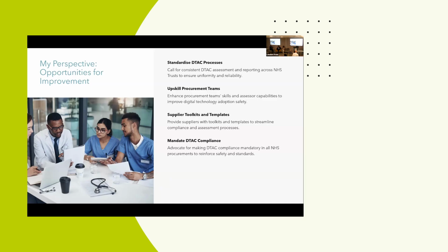And I'm going to throw this out there. Should we be mandating DTAC? It's not mandated at present. Lots of questions around it's a framework and all the components are mandated within the standard, within the framework. But that's up for discussion.